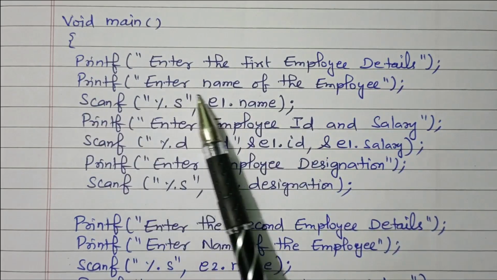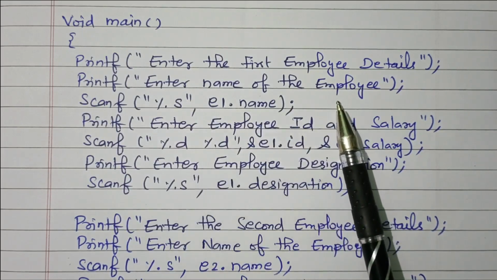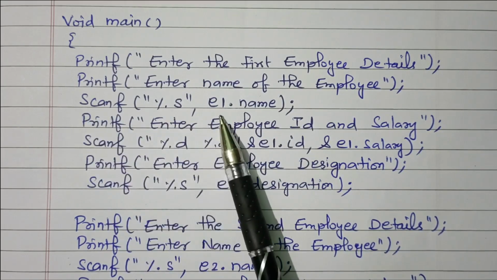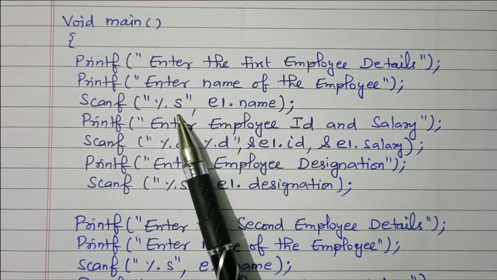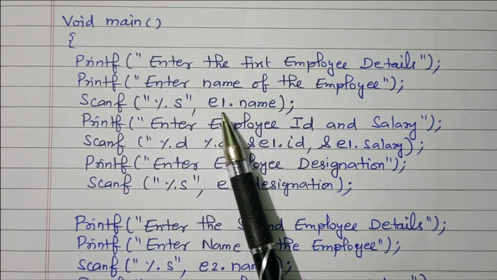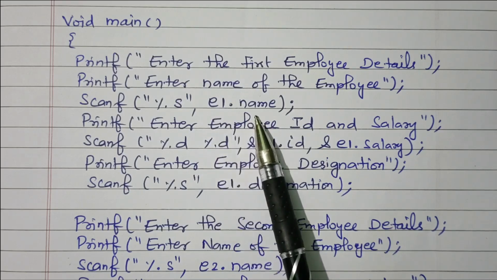Then printf, enter name of the employee. Right. So the user will enter the name of the employee. Then scanf, %s, E1 dot name. %s refers to the character. E1 refers to the first employee name. So this is called a structure variable, E1 dot name.